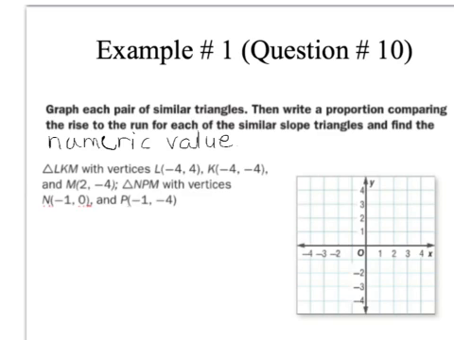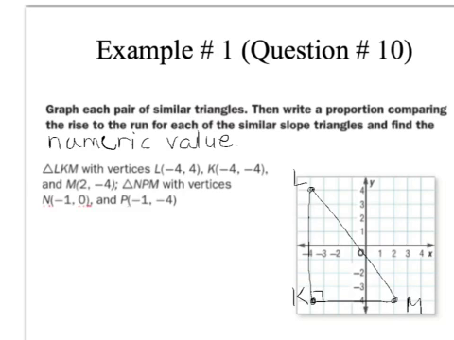So triangle LKM has vertices L -4, +4. You're going to plot the points. -4, -4 for K. And M, which is 2, -4. And then with your straight edge, you're going to connect those points and make a triangle. And it happens to be a right triangle with this being our right angle.